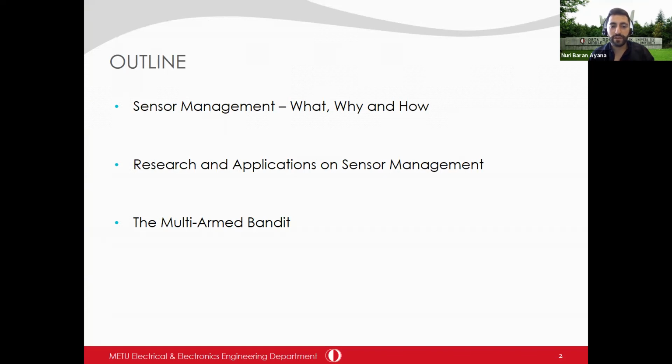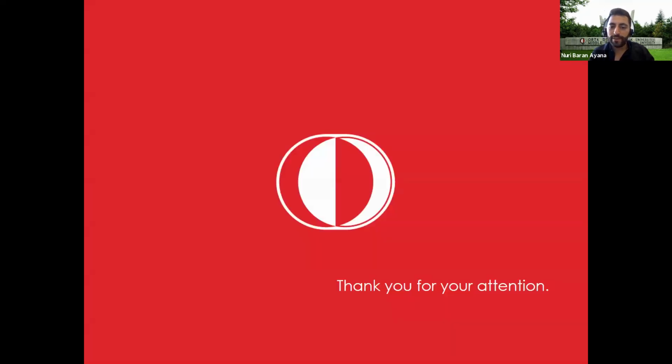Second part is briefly touching on my literature review. I'm going to explain research and applications in this field, sensor management. So the main algorithms that have been implemented to resolve the sensor management problem. And finally, I'm going to explain multi-armed bandit in detail, how this algorithm has emerged and why it is an optimal algorithm to use. In this regard, I'm going to point out the significance of using multi-armed bandit on this problem. Thank you for your attention.